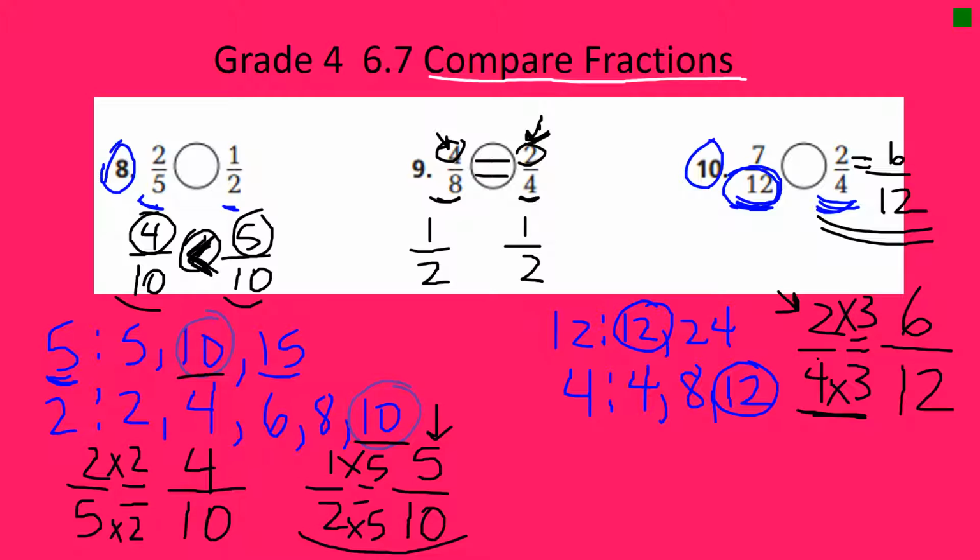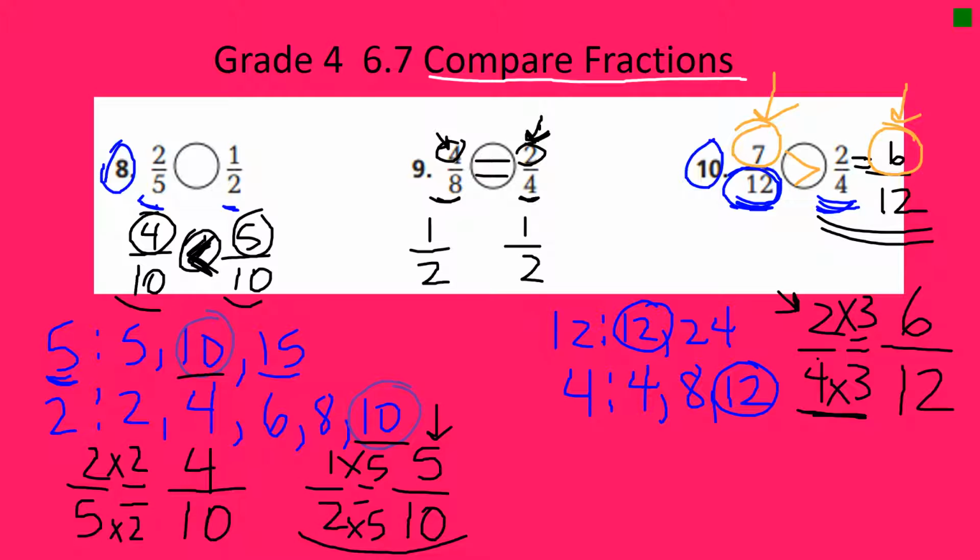That's what we're going to talk about next. But let's finish this one. So if you look at 7/12 compared to 6/12, if you have a candy bar broken into 12 pieces, I have 7, you have 6 of those pieces. Who has more? I do. And I will share, though. I'll share with you. So 7/12 is greater than 6/12.